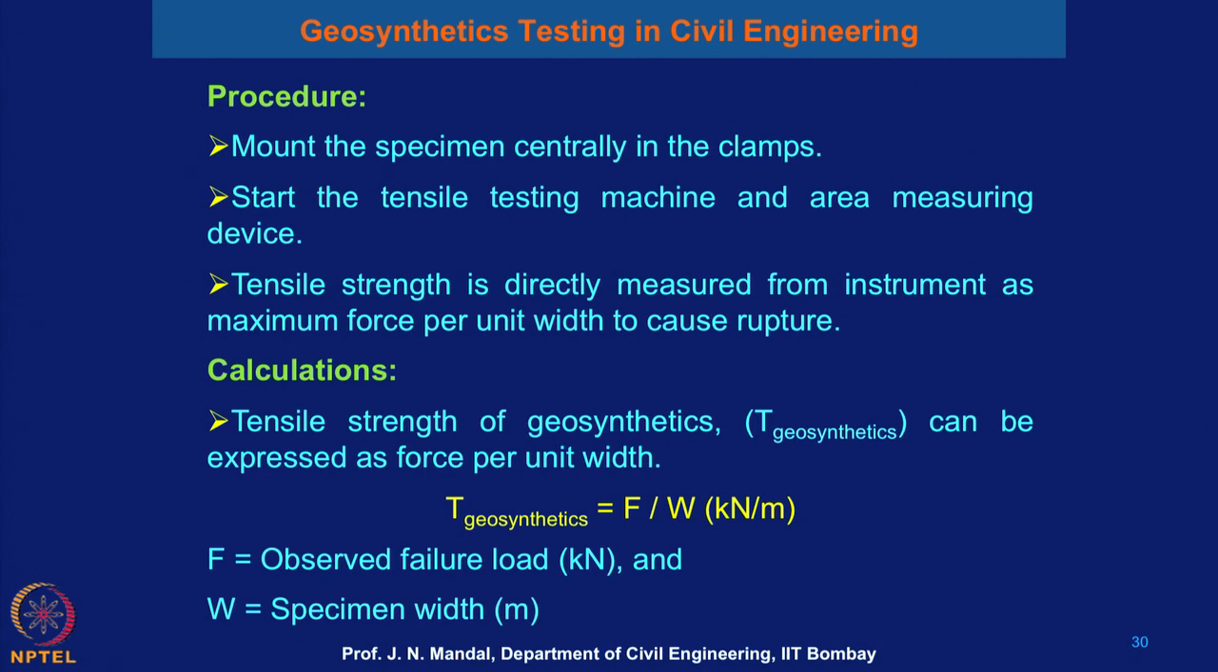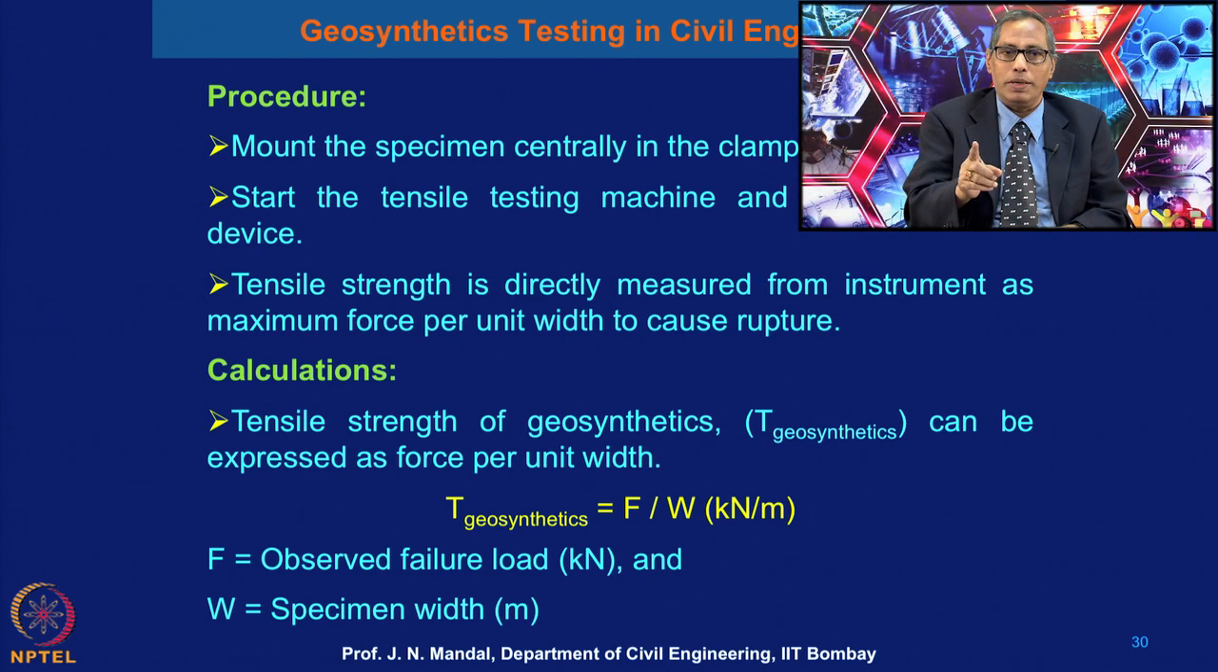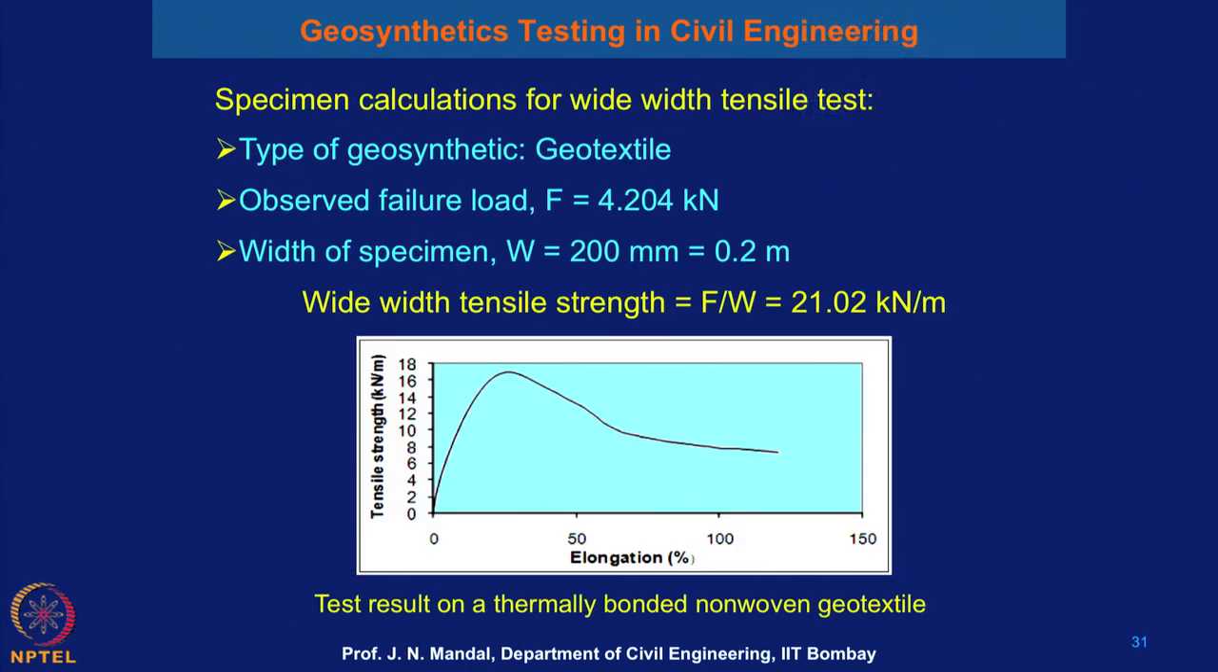Remember, the unit of the tensile strength of the geosynthetic material is kilonewton per meter, where F is the observed failure load in kilonewton and W is the specimen width in meter. That is why the unit of the tensile strength of the geosynthetic material, equal to F by W, is kilonewton per meter, but not meter square.